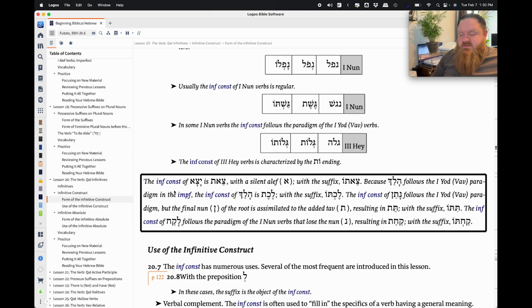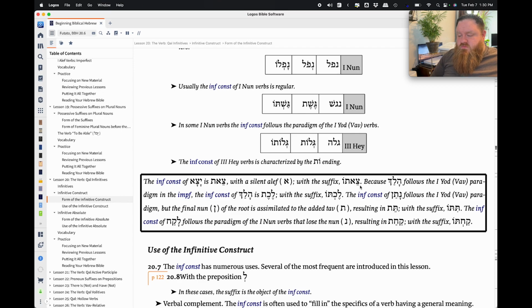Okay, now here's another one of these wonderful boxes where it's not very visually appealing, but this is important information. Those are some other irregular verbs that you want to be aware of. So yatsa, that has what we call a quiescent aleph at the end. The aleph is closing that syllable. That's why in the cal perfect this is not a patach, because this syllable isn't closed, so Hebrew wants a long vowel here, and so the patach lengthens to the kametz.